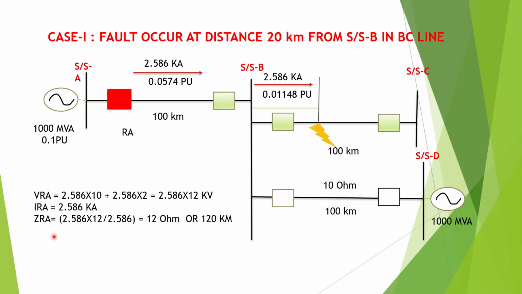So ZRA, the impedance seen by the relay, is equal to voltage divided by current, which comes as 12 ohm. In terms of impedance or in terms of kilometer, the relay will see this fault at a distance of 120 kilometer from the substation A end.